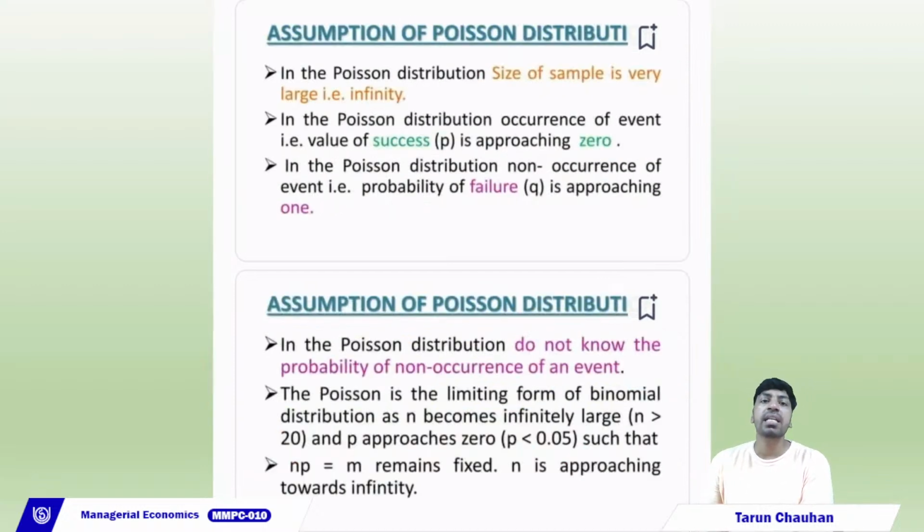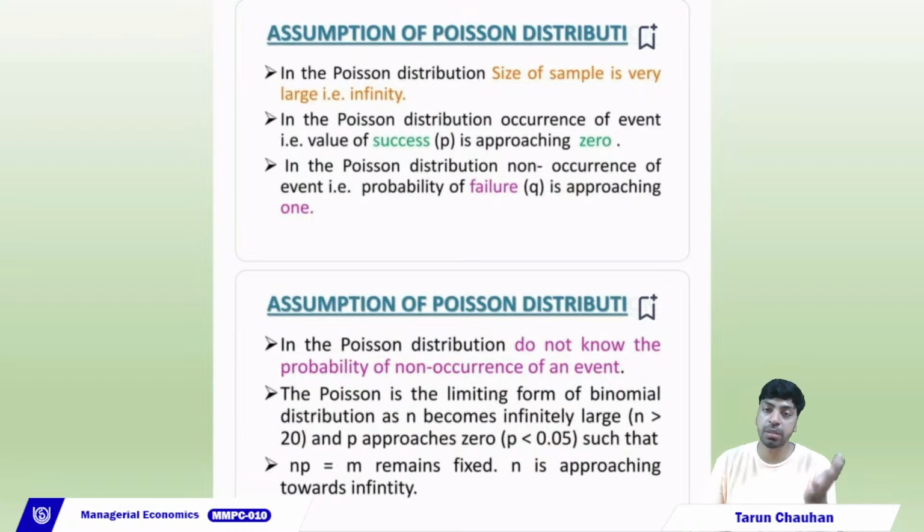Assumption: the sample size could be large, as I told, n could be infinite, but not p and m. In the Poisson distribution, the success value of x should be 0 as well, and the probability of non-occurrence of any event is approaching 1. The assumption is also that we don't know the probability of non-occurrence of an event.